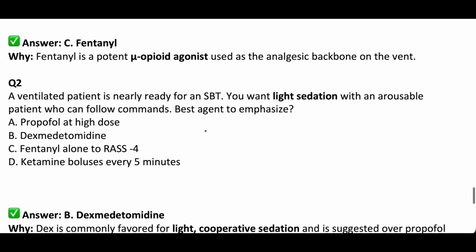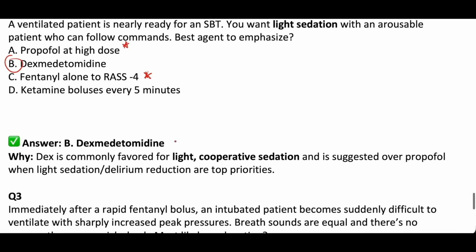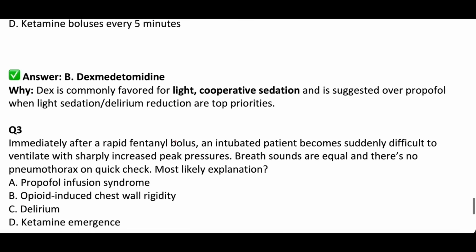Correct answer for this patient is B, dexmedetomidine. Dexmedetomidine is great. It doesn't cause a lot of respiratory depression, so you actually can extubate on it in the right clinical scenario. You often get a light cooperative sedative state, whereas with high-dose propofol, patients are often going to be deeply sedated. A RASS of -4 is deep sedation, and using fentanyl alone to do that is quite dangerous, so that answer in general is just wrong. And then ketamine boluses every 5 minutes, why would you even do that? That doesn't make sense.